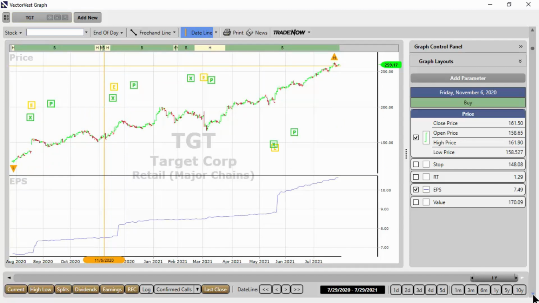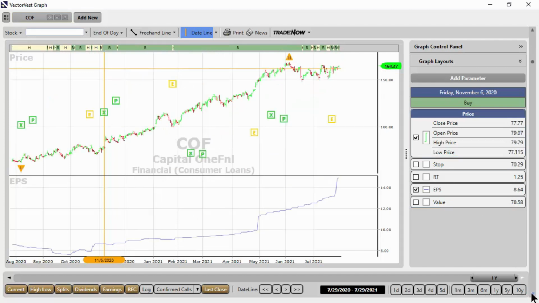Target. Target has been a very, very good stock over the course of the last year. You've got great step-ladder earnings, and it seems to be rising in price. It had a 52-week high a couple days ago, and as the market came down a little bit, so did Target, but not too much, and now we're starting to move back higher again.